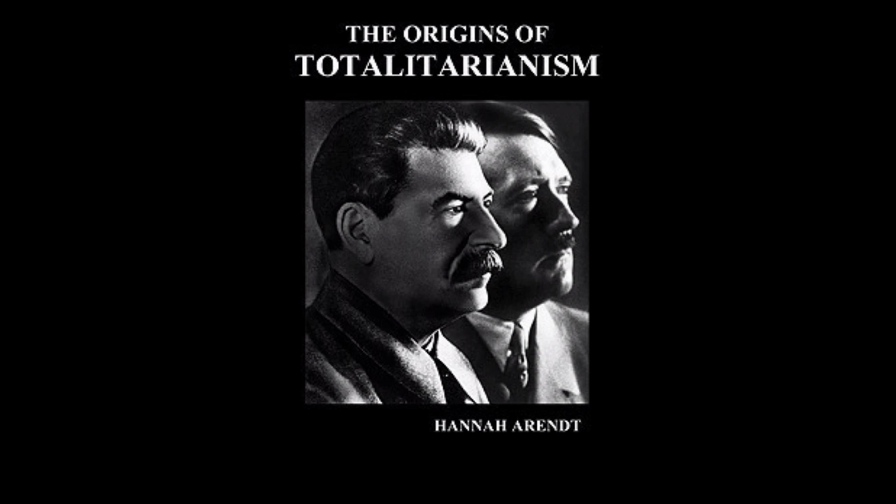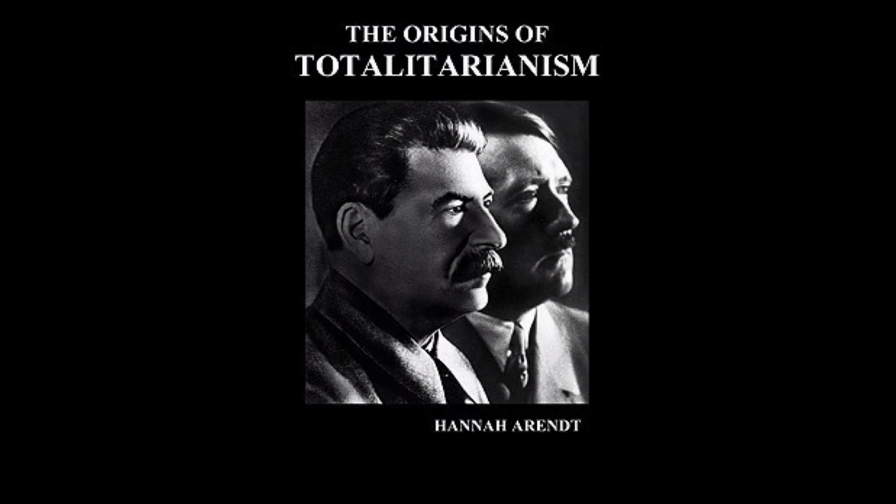Summary of The Origins of Totalitarianism by Hannah Arendt. Hannah Arendt's The Origins of Totalitarianism, published in 1951, is a profound analysis of the rise of totalitarian regimes, focusing on Nazism and Stalinism. The book explores the historical, political, and social roots of totalitarianism, arguing that it represents a novel form of government that emerged in the 20th century.